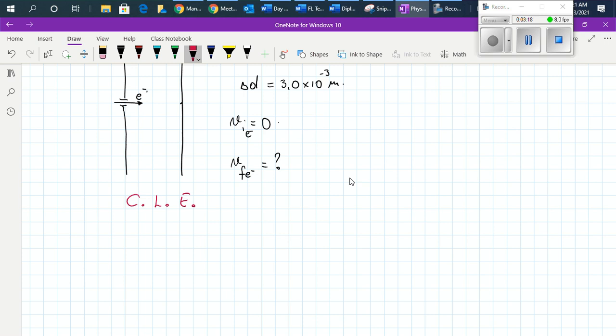So now, when the electron is entering, we have an initial situation of the electron in this case, and then we have a final situation of the electron. As the electron is released, that means that the kinetic energy of the electron is equal to 0, because the initial velocity or speed of the electron is equal to 0.